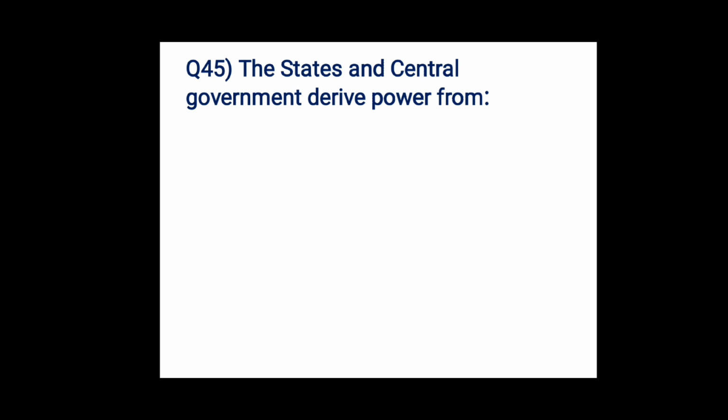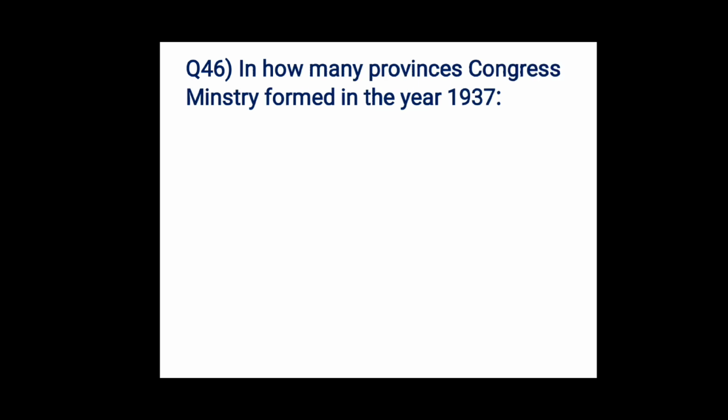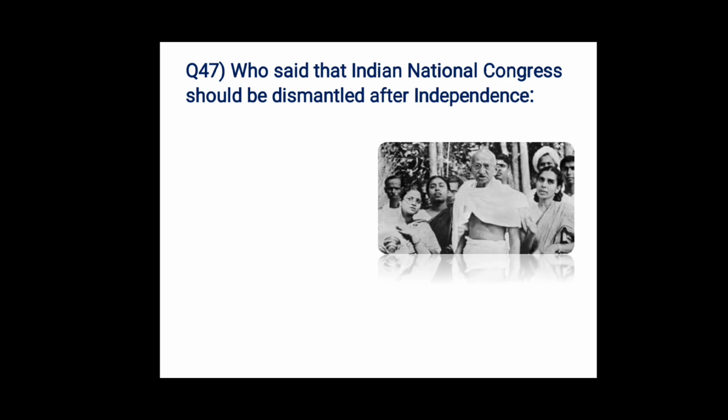The states and the central government derive power from the Constitution of India. In how many provinces was a Congress ministry formed in the year 1937? A total of 8 ministries. Who said that the National Congress should be dismantled after independence? By seeing the picture you can easily guess it is Mahatma Gandhi.